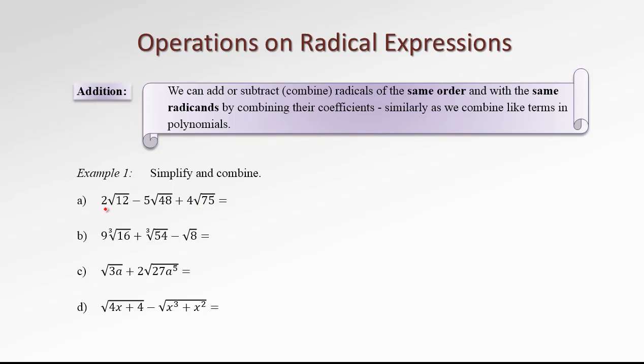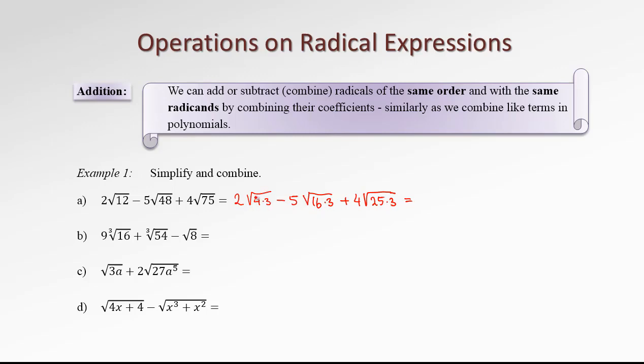combined. Okay, so the first expression, 2 times root 12. We can rewrite root 12 as a product of a perfect square number and something else. For example, 4 times 3. Then minus 5, and let's split 48 into 16 times 3. And then plus 4. How do we split 75? Well, it could be 25 times 3, right? 25 times 3. Okay, so we prepared our radicals to simplify.